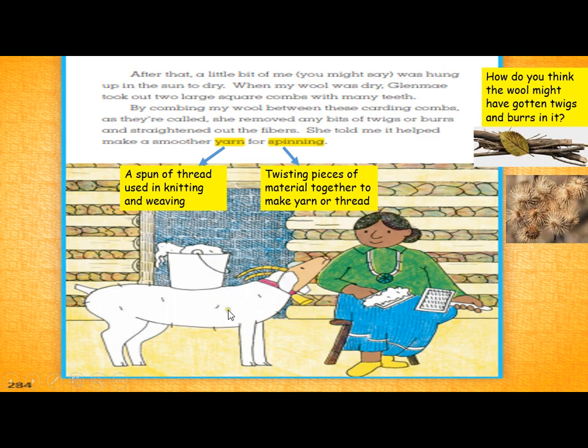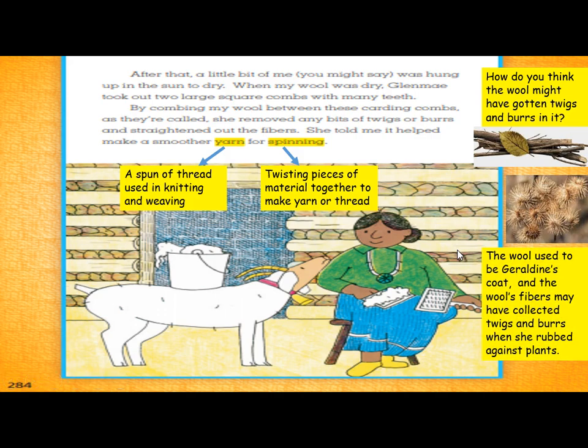Because goats and sheep keep rubbing their bodies against what? The grass and plants. Because the wool used to be Geraldine's coat, and the wool's fibers may have collected twigs and burrs when she rubbed against plants. They are known to be very playful, and they love, when they eat sometimes, to sit on the ground, on plants, and this is how the wool may have collected these twigs and burrs.